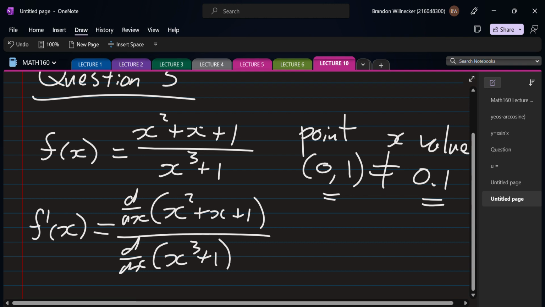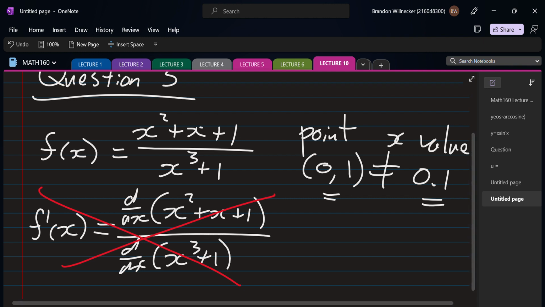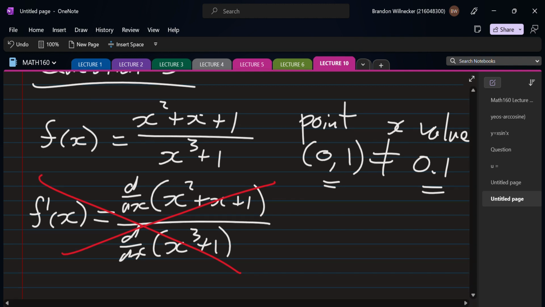Okay, let's put this in red. This is very, very wrong. Please use the quotient rule. For the top part, it's f prime g minus g prime f over g squared. It's not so difficult to remember. So f prime g minus g prime f over g squared. You do not just differentiate the top and the bottom. That's wrong. Please, I don't want to see that again.